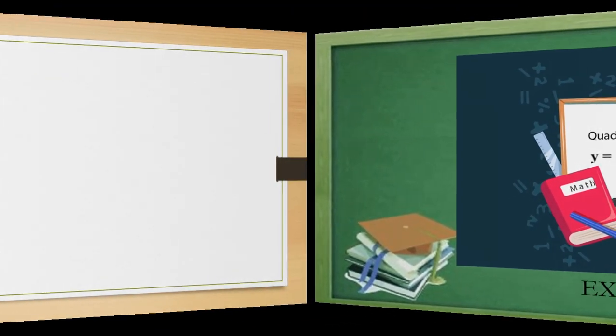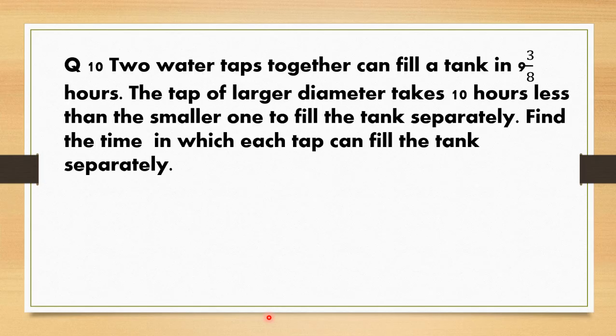Let us understand. Question number 10 says: two water taps together can fill a tank in 9 3 by 8 hours. The tap of larger diameter takes 10 hours less than the smaller one to fill the tank separately. Find the time in which each tap can fill the tank separately. So the question is a little bit hard to find the quadratic equation, so let us try one by one.